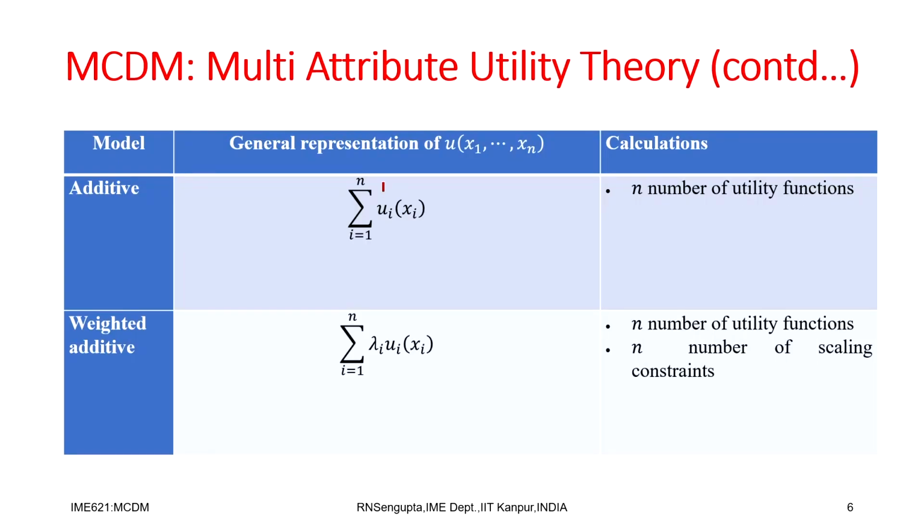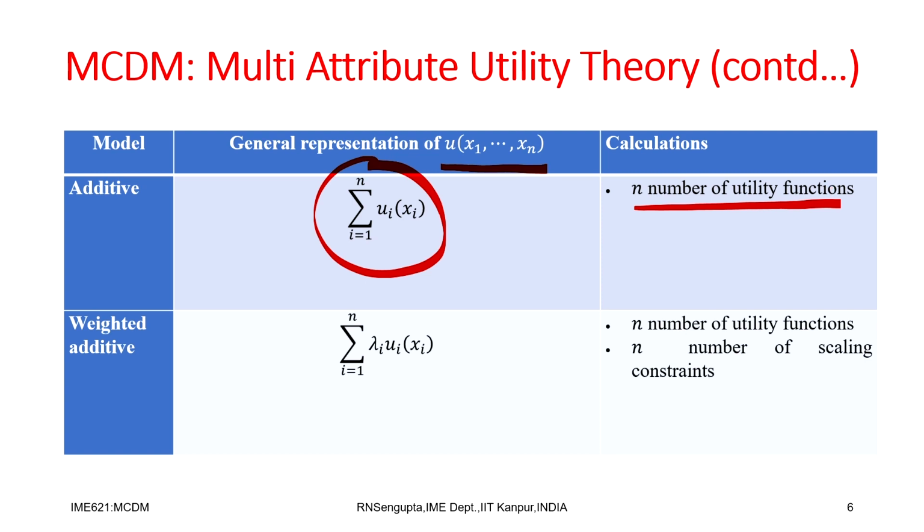So, in that case, consider the utility functions are n in number. The first one is where you add up the utility functions. So, this would basically become u(x1 to xn), and this is combined by adding n number of utility functions, the simplest one.